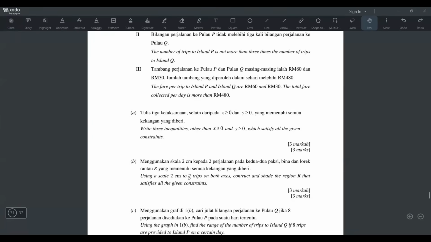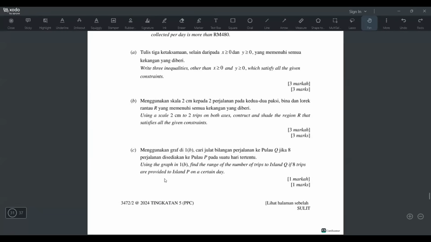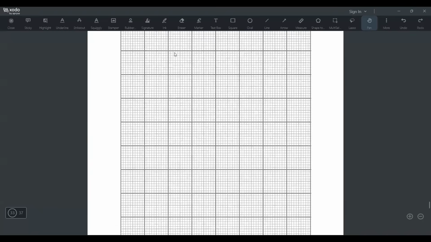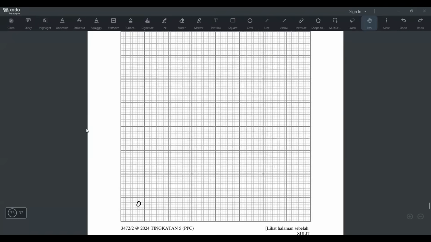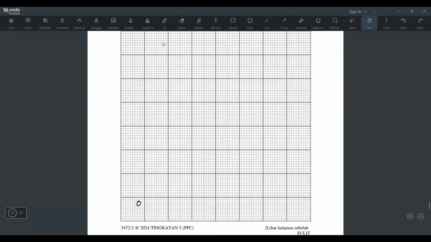So part B says use a scale of 2 cm to 2 units on both axes. Construct and shade the region R that satisfies all the given constraints. Okay, so if we go to the graph paper, we can straight away do the axes. And remember, in this chapter, linear programming, everything is positive. So everything happens in the first quadrant. So you don't have to worry about the point being negative. There's no negative.